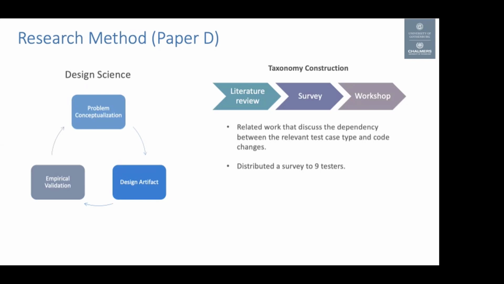And we extracted all the terms or the categories of code changes and test case types from the first step and from the literature review. And then in the last step, we held a workshop with 6 testers where we discussed together the strengths of the dependencies, not just what test case depends on what code change, but also how strong the dependency they perceived. And the validation of this taxonomy was done using orthogonality demonstration, which is by discussing the connections between the test case types and the code changes.